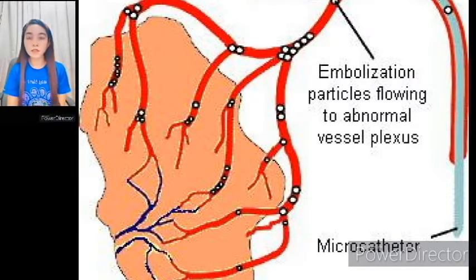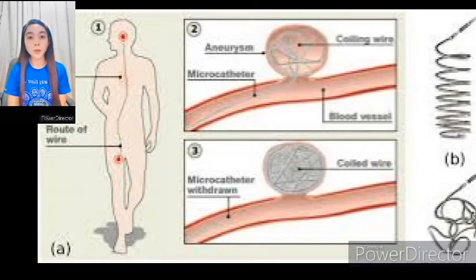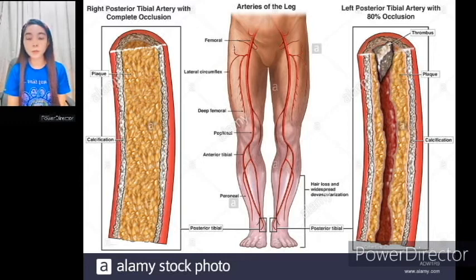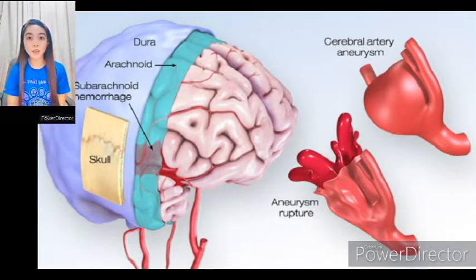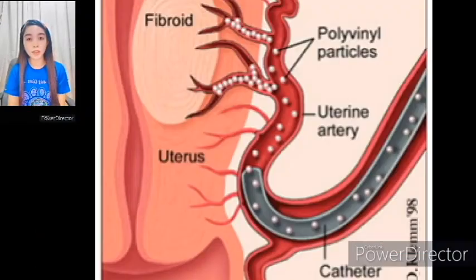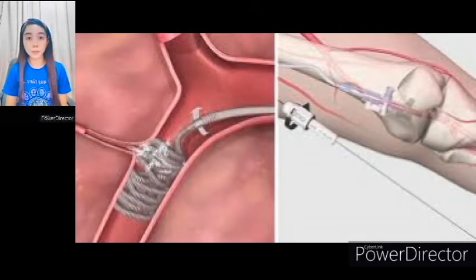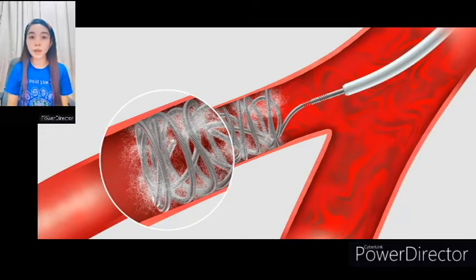It is a delivery of clotting agents such as coils, plastic particles, gel foam, directly to an area that is bleeding or to block blood flow to a problem area such as an aneurysm or a fibroid tumor in the uterus. In other words, embolization is deliberately blocking a blood vessel. Embolization is also used to treat a wide variety of conditions affecting different organs of the body.